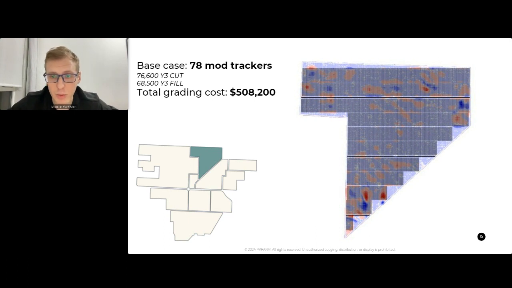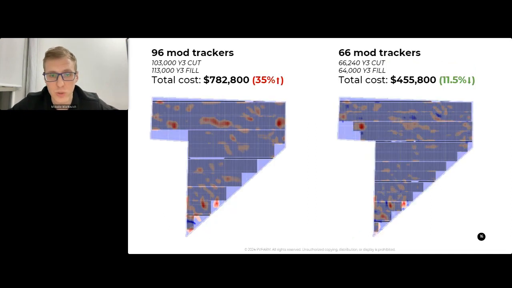Basically, we place them on the terrain within the limitations they have. And as a result, we got 76,600 cubic yards of cut and 68,500 cubic yards of fill, which is around $500,000 cost of grading for those trackers. So the whole question here is, what if we choose a different tracker size? How will it affect our grading, and how much more or less expensive is it going to be? To answer this question, we ran another two analyses. Basically, we used 96 mod trackers and 66 mod trackers.